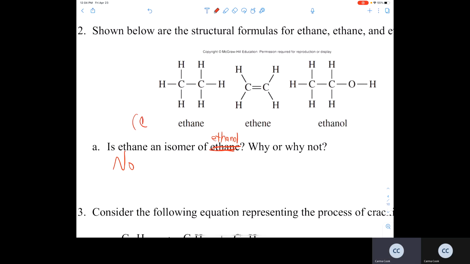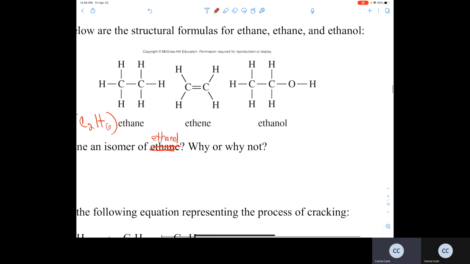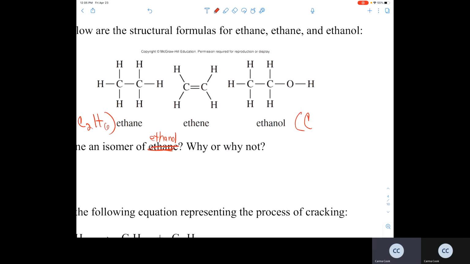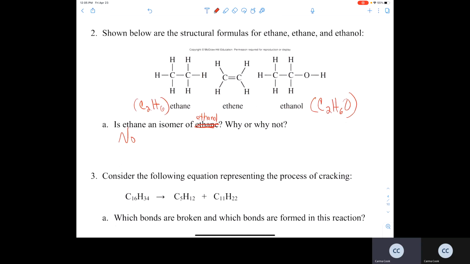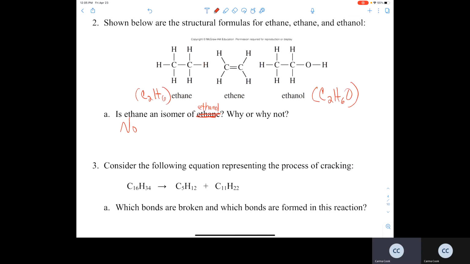Ethane has the formula C2H6. Ethanol has the formula C2H6O. Ethanol has an oxygen in its formula. Ethane does not. That is why they are not isomers. Isomers have to have the same formula.